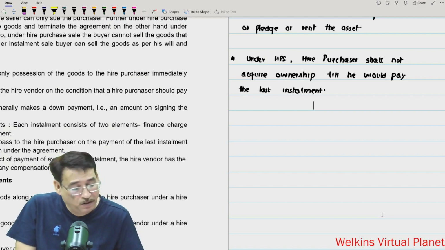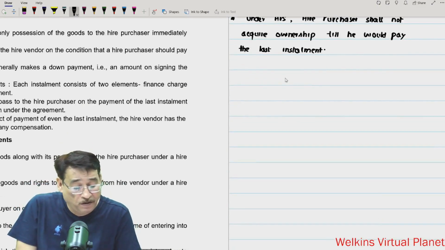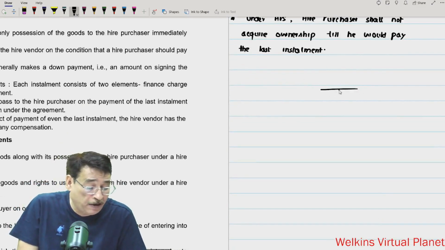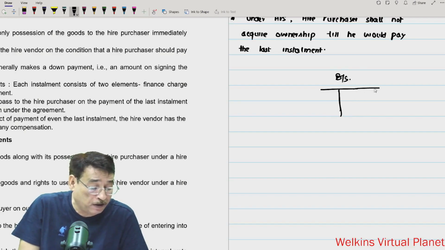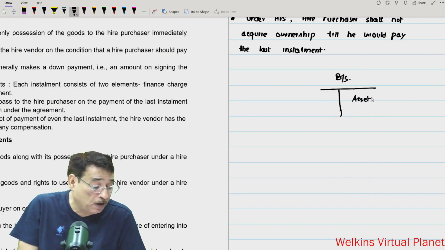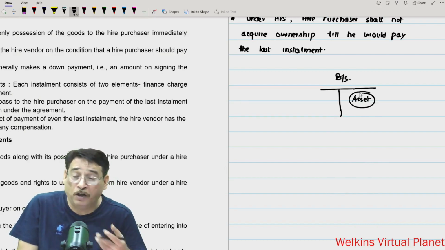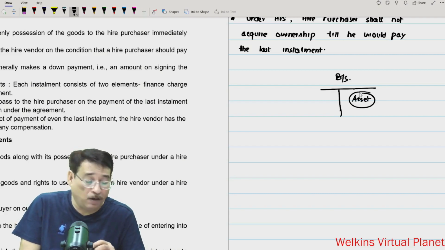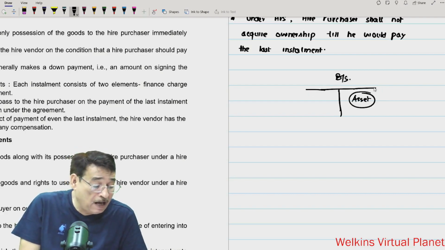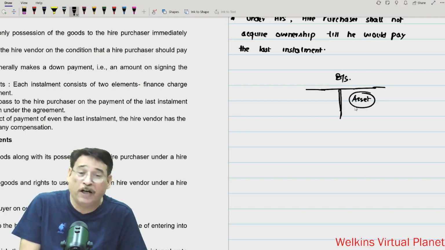In accounts, the general rule is that I cannot show any asset in my financials, especially in my balance sheet, because assets are represented in the balance sheet. I cannot show any asset in my balance sheet unless and until I am the real owner of that particular good. Are you getting my point or not?